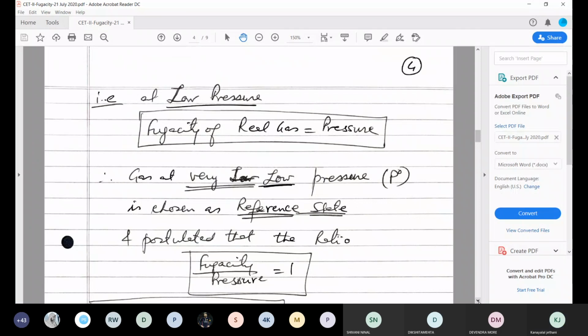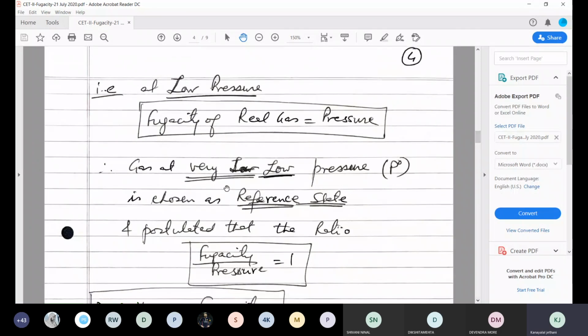So at low pressure, the fugacity of real gas is equal to pressure, right? We said that. For ideal gas also, fugacity is equal to pressure. At low pressure, any real gas becomes like an ideal gas. So fugacity of real gas at low pressure is equal to the actual pressure.